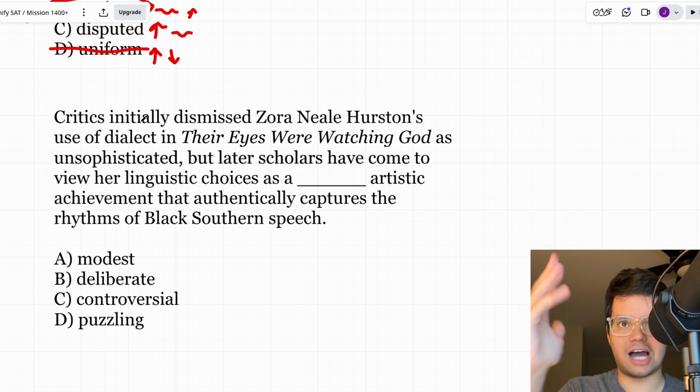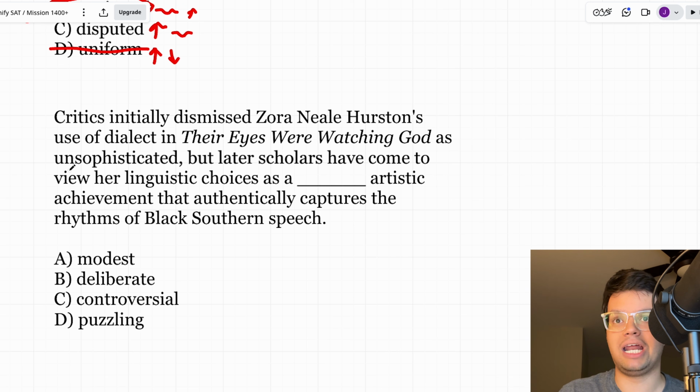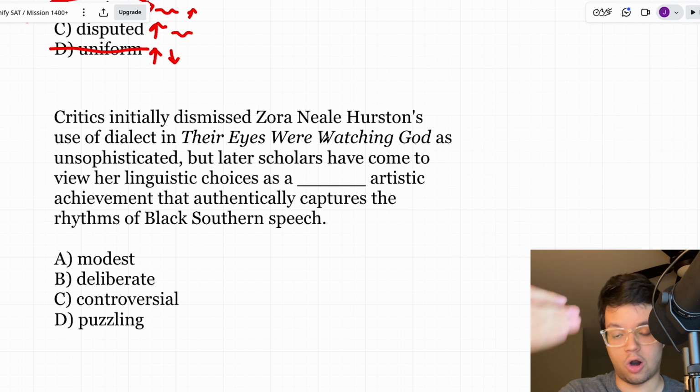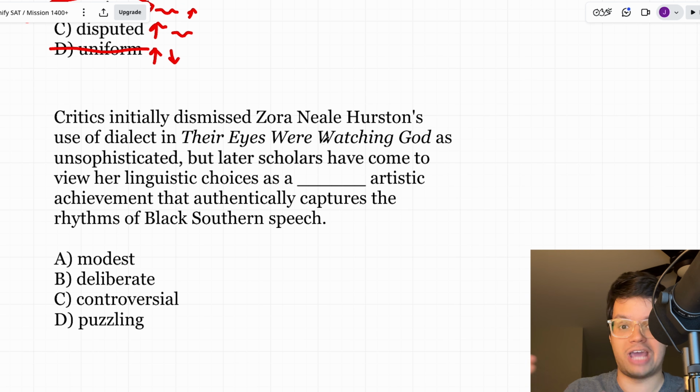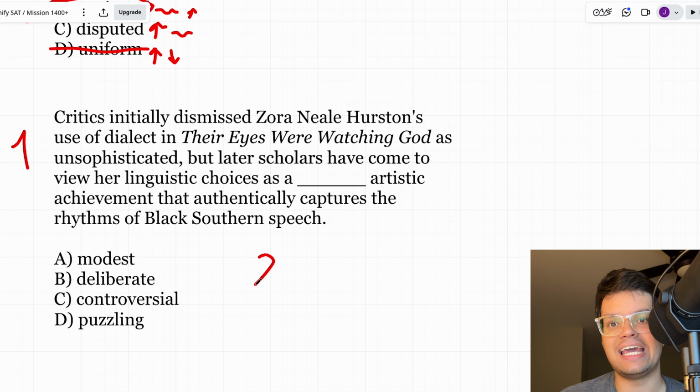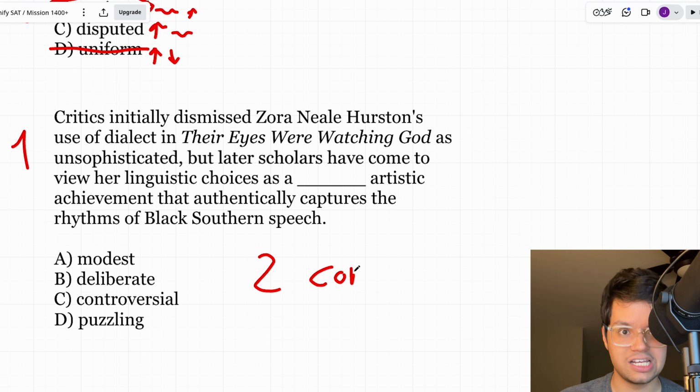So they initially thought that the dialects she used in the story were pointless, like they weren't really helping anything. They just made the story more lackluster. But in actuality, they realized it had an artistic value, that it was trying to capture what life was like for Black people in the South at that time. As for my prediction, I would say it's a conscious idea, like she specifically wanted to do this, it was part of the intention. So now let's look at the choices and see which one matches.